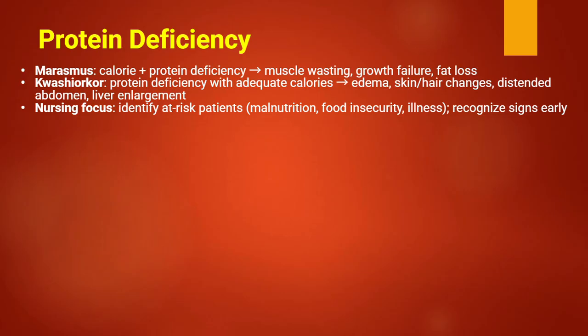The difference between marasmus and kwashiorkor is important. Marasmus is a total calorie and protein deficiency, while kwashiorkor is specifically a protein deficiency despite adequate calorie intake.